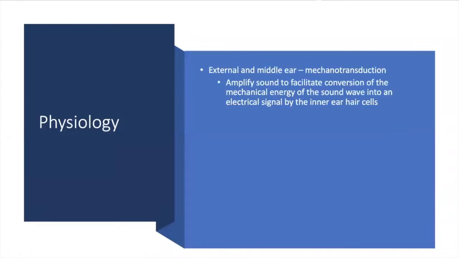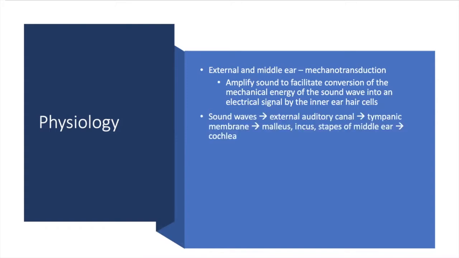The function of the external and middle ear is to amplify sound to facilitate conversion of the mechanical energy of the sound wave into an electrical signal by the inner ear hair cells, a process called mechanotransduction. Sound waves enter the external auditory canal and set the tympanic membrane or eardrum in motion, which in turn moves the malleus, incus, and stapes of the middle ear. Movement of the plate of the stapes causes pressure changes in the fluid-filled inner ear, eliciting a traveling wave in the basilar membrane of the cochlea.